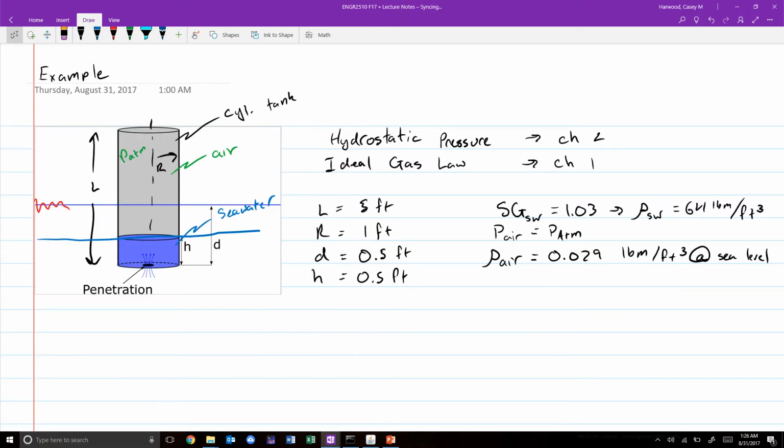So this is the state of affairs at the very beginning of the dive, as I said. And our task is going to be to find H when D equals 1,000 feet.